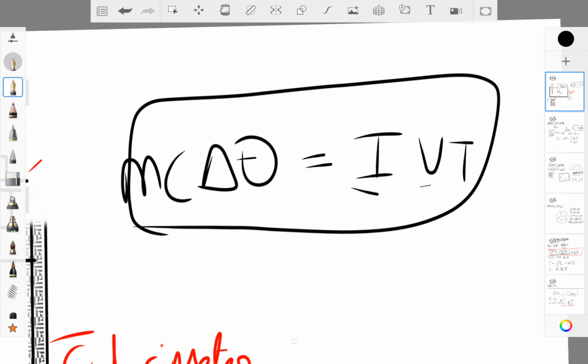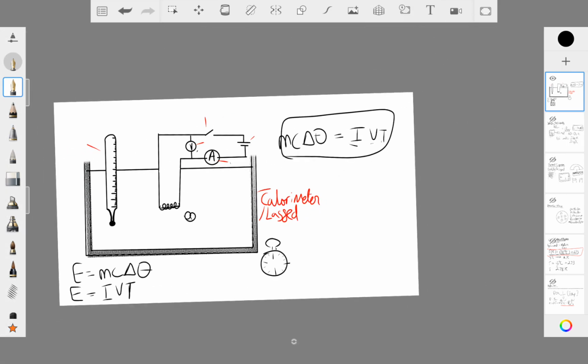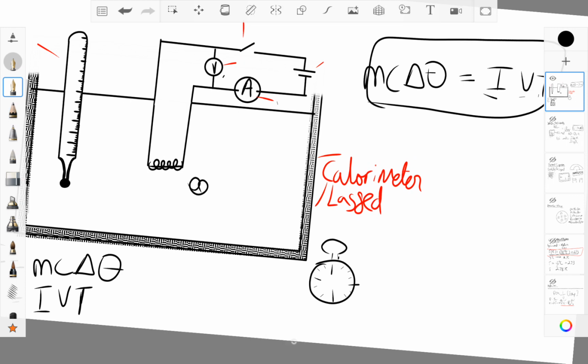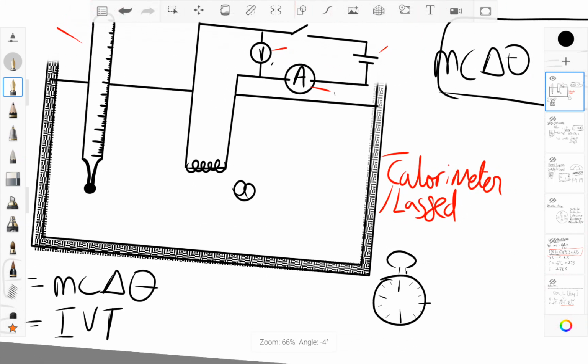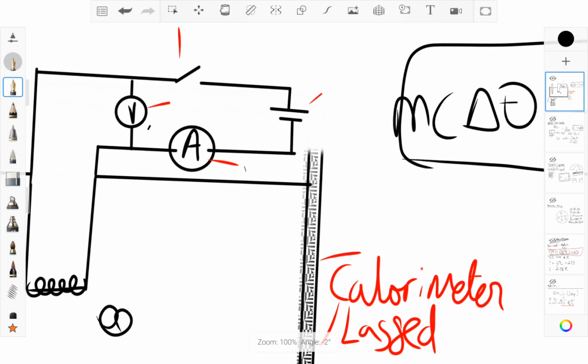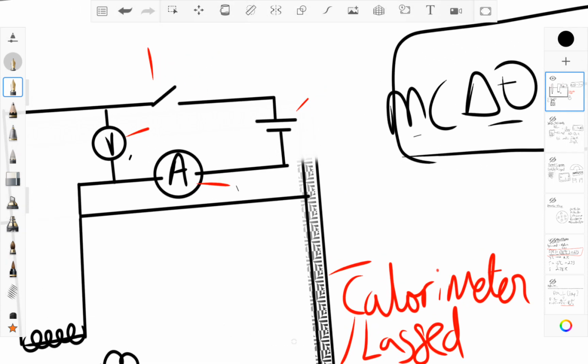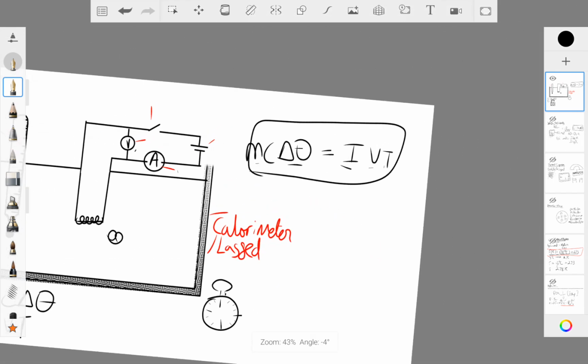You can measure the time using the stopwatch. So you measure the time as soon as the switch is closed, and as soon as the temperature of the water increases by 1 degree Celsius, you stop measuring the time. And as I just said, you can measure the temperature using the thermometer. And of course, you can measure the mass of water beforehand, before putting it inside the calorimeter.